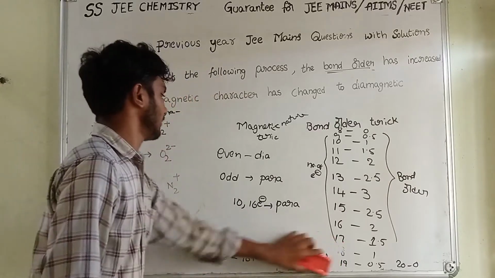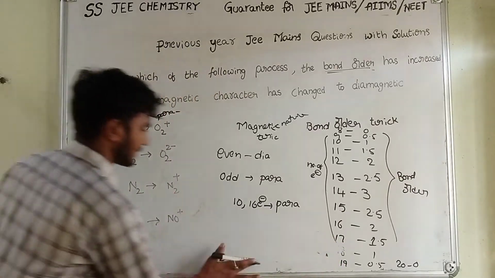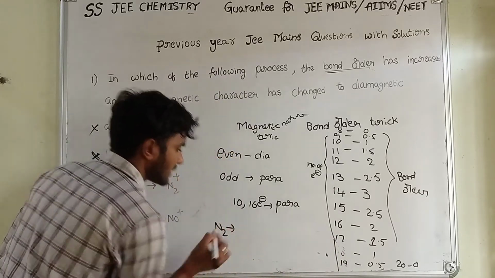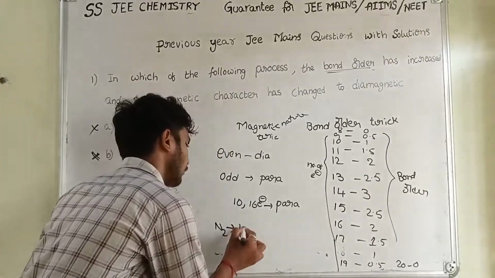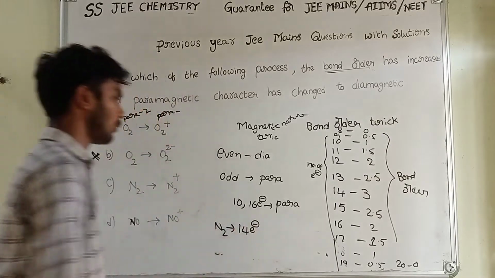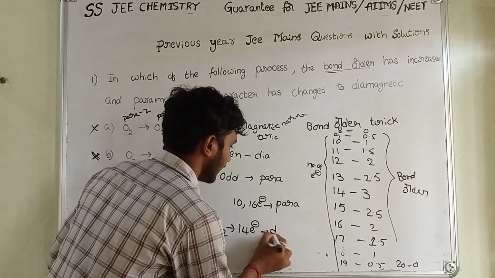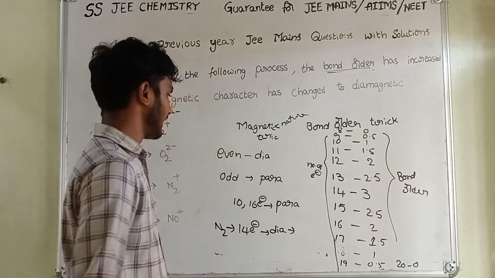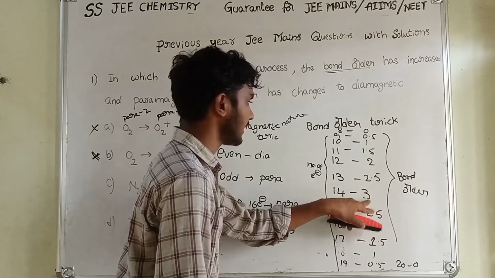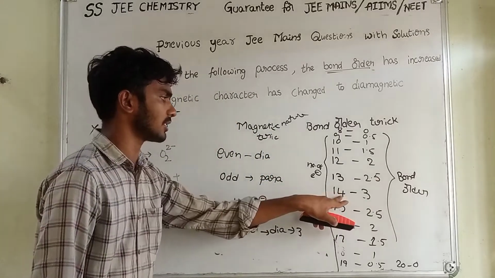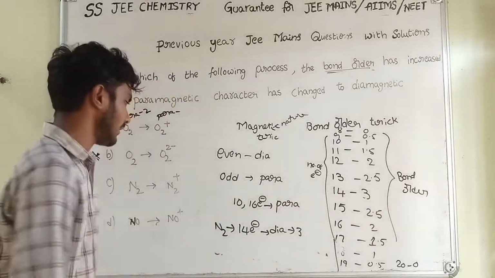Okay. Next, N2 to N2 plus. N2 means how many electrons? Nitrogen means 7 electrons. So 2 nitrogens are there. So 14 electrons, which means an even number. So diamagnetic nature. And what is the bond order? Bond order is 3. For N2, bond order is 3. 14 electrons are there, so the bond order is 3.